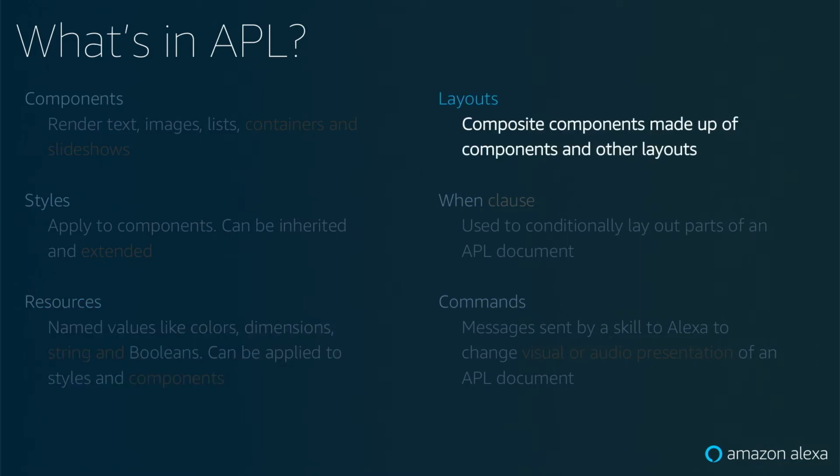APL also has support for layouts. Layouts are composite components. So imagine putting together a container, a frame, a piece of text, and some graphics, and then sharing them throughout your experience, sharing them throughout your skill in different experiences. So that's what layouts enable you to do. You can package these layouts up, store them on S3, for example, as a JSON file, and then share them throughout your skill, or even share them with other people who might want access to them.